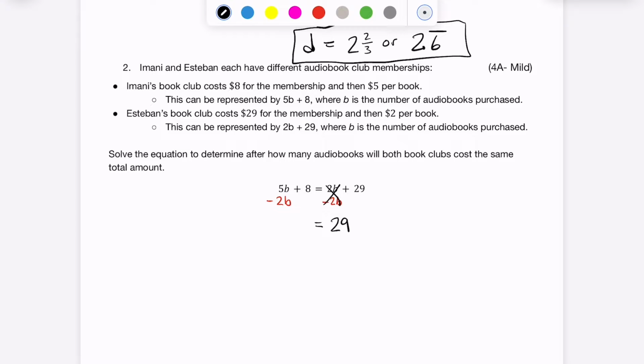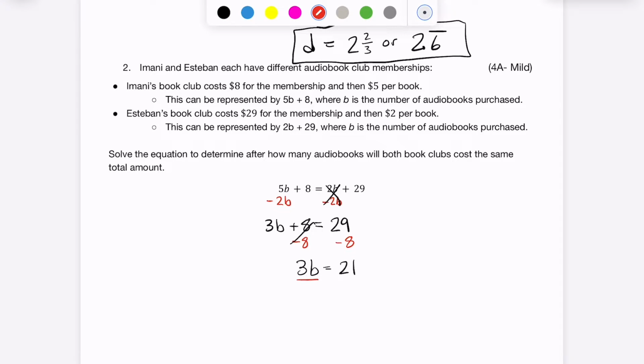Right, I put the minus 2b under the b terms because those are the like variable terms. I can't put it under a number and try to subtract it from just a normal constant because it's not the same thing, not the same like term. On the left, I have 5b minus 2b, which is 3b, and then I bring down my plus 8. Okay, at this point, I have that plus 8 and I have a 29, so I have constant terms on both sides. I'm going to get rid of that plus 8, subtract 8 from both sides, and I'm going to get that 21 equals 3 times b.